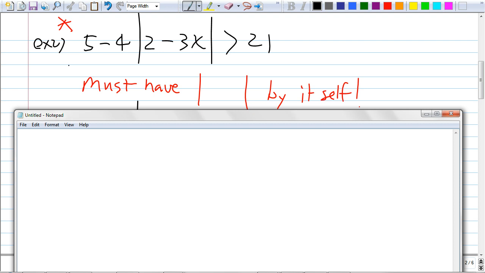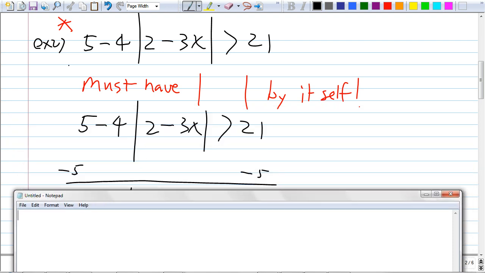You just want to get rid of all these numbers on the other side. So you have to get rid of this 5 by subtracting 5 first. Chris is correct. Right, guys? Don't do 5 minus 4. That's wrong, right? You don't do that first.